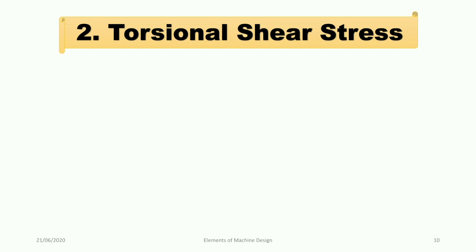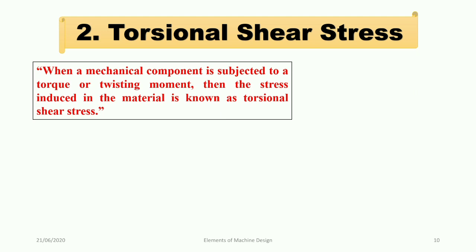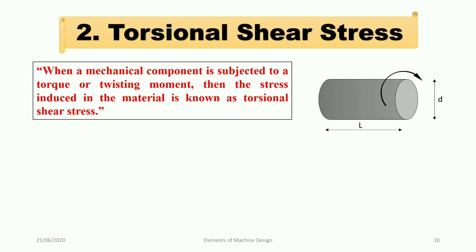Then the second type of shear stress is torsional shear stress. What is torsional shear stress? When a mechanical component is subjected to a torque or twisting moment, then the stress induced in the material is known as torsional shear stress. The diagram shows a shaft which is rotating, that is, a twisting moment is acting on the shaft. The diameter of the shaft is d and the length of the shaft is L.